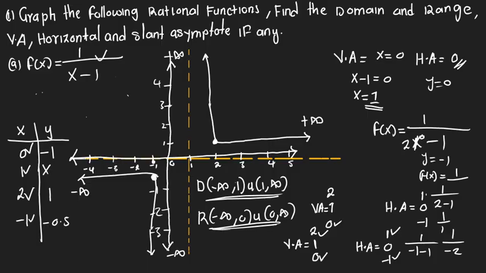Thank you, I understood now. Okay, let's do the second one. We see if it's going to be easy for us. B. You have f of x is equal to 1 over x plus 4, then plus 1, right? That's what you have.